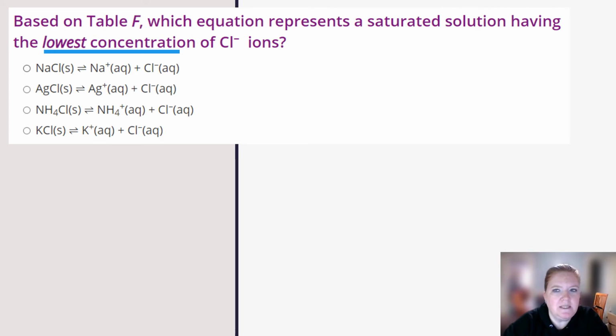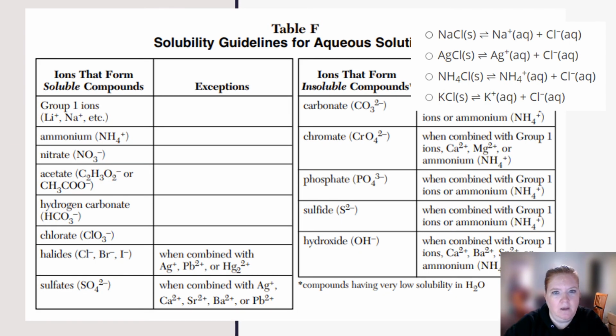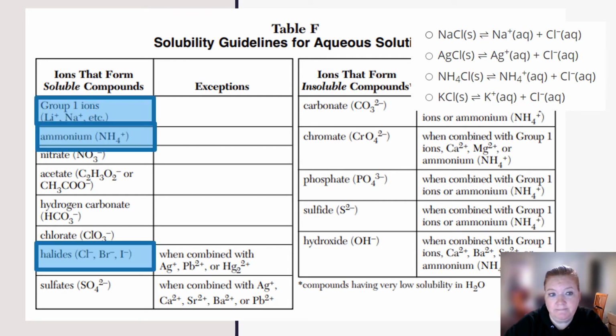Okay, so based on table F, which has the lowest concentration? If it has the lowest concentration, that means I'm looking for insoluble. So let's look at the table. All right, so here we go. Wow, look at all this. But it turns out there's not that many different things. I see a lot of Cl, and I see Na. I also see ammonium. All of these, the rules are soluble. So I'm looking for exceptions.